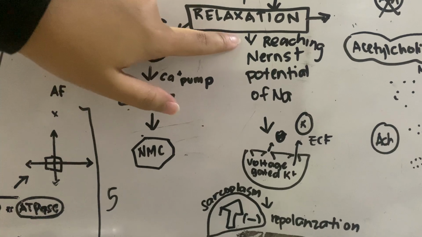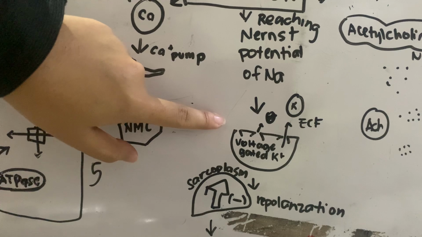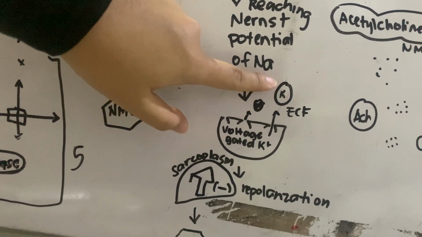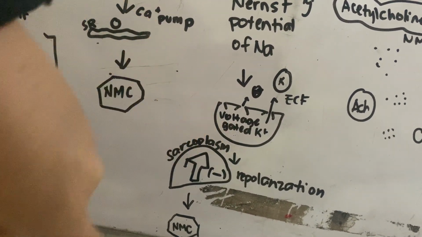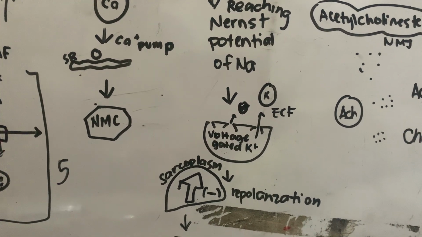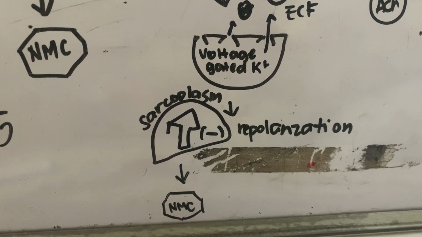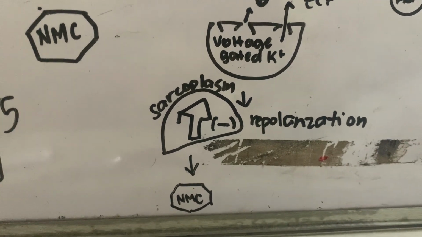It can also reach the Nernst potential of the sodium, opening the voltage-gated potassium channel and diffusing the potassium out of the sarcoplasm and into the ECF, and this will make it repolarized, meaning that there will be an increase of negativity in the sarcoplasm. Therefore, there is no muscular contraction.